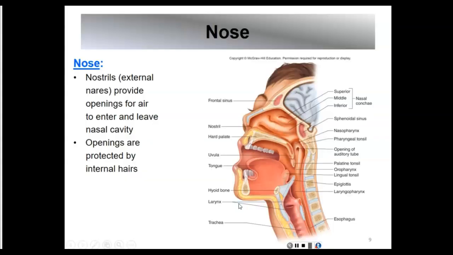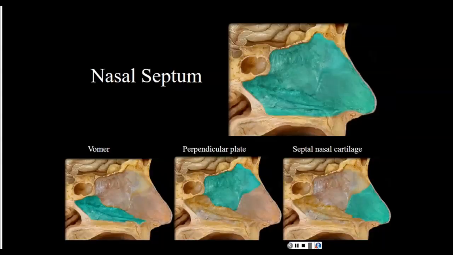The nose consists of the nostrils or external nares. They are providing the opening for air to enter and leave the nasal cavity. They are protected by internal hairs to catch any kind of pollen or any kind of allergens that are in the air. Your nose is divided into two halves, and it's divided by the nasal septum, which is coming from the vomer and a perpendicular plate of the ethmoid, as well as some cartilage towards the front.